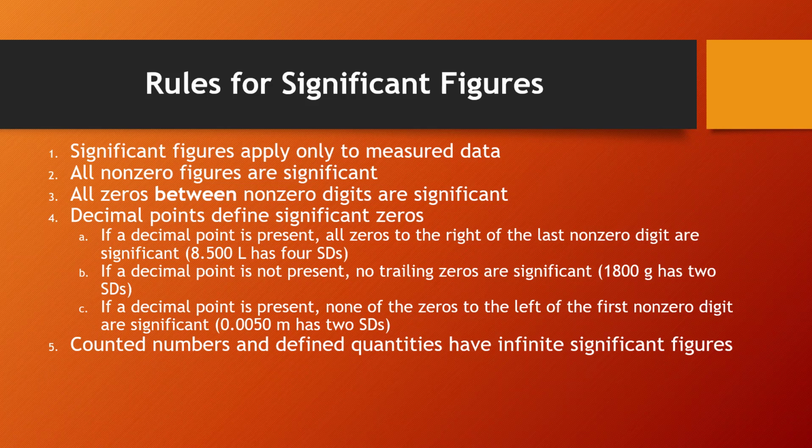If a decimal point is not present, no trailing zeros are significant. So 1800 grams means we've measured this only to the 1 and the 8. The 00 are just placeholders, and those are not significant. So those are going to be non-significant figures. If a decimal point is present, none of the zeros to the left of the first non-zero digit are significant. Those are also placeholders. Counted numbers and defined quantities have infinite significant figures. So if there are 8 students in a classroom, that's 8.0000000 because we know there are no fractional students.